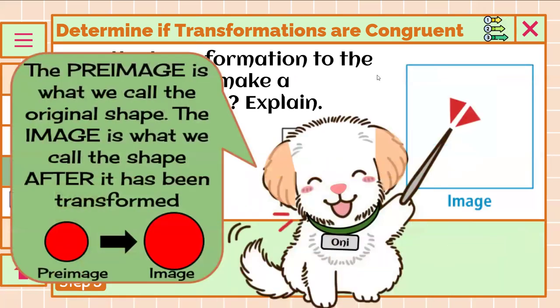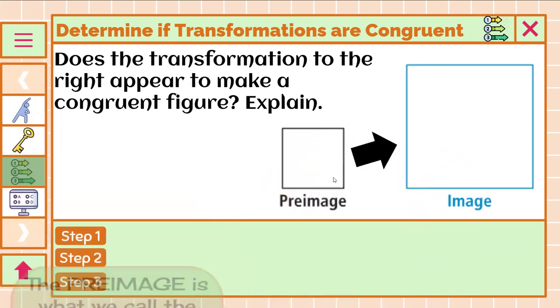And Oni, our geometry expert, is here to remind us that the pre-image is what we call the original shape. So it's a shape we haven't changed yet. The image is what we call the shape after it has been transformed or changed. Thank you, Oni. That means they're saying this is the original and this is after they transformed or changed it. Looking at this, the shape got bigger. That means they used a dilation.